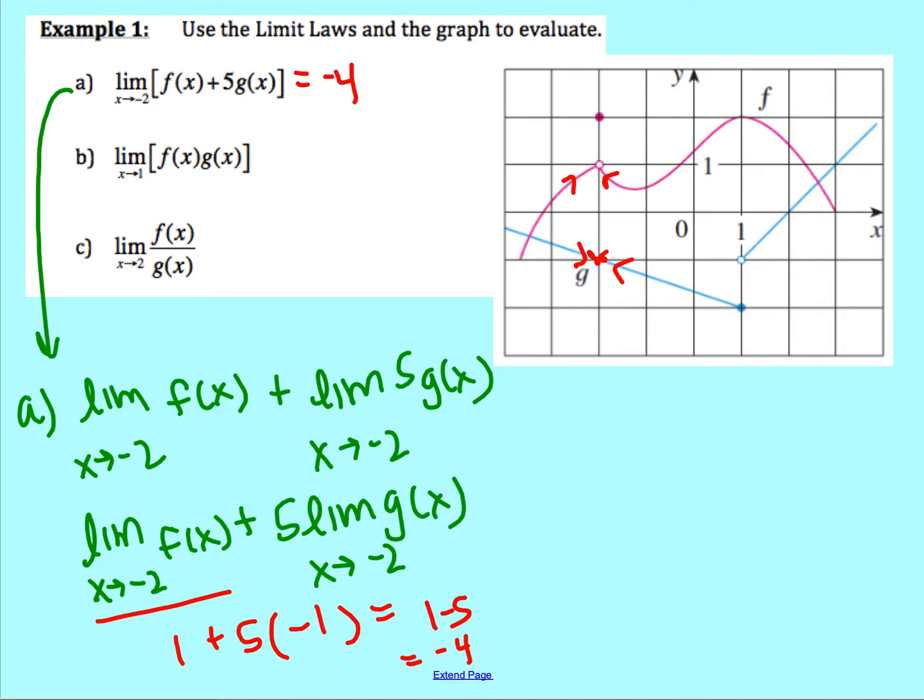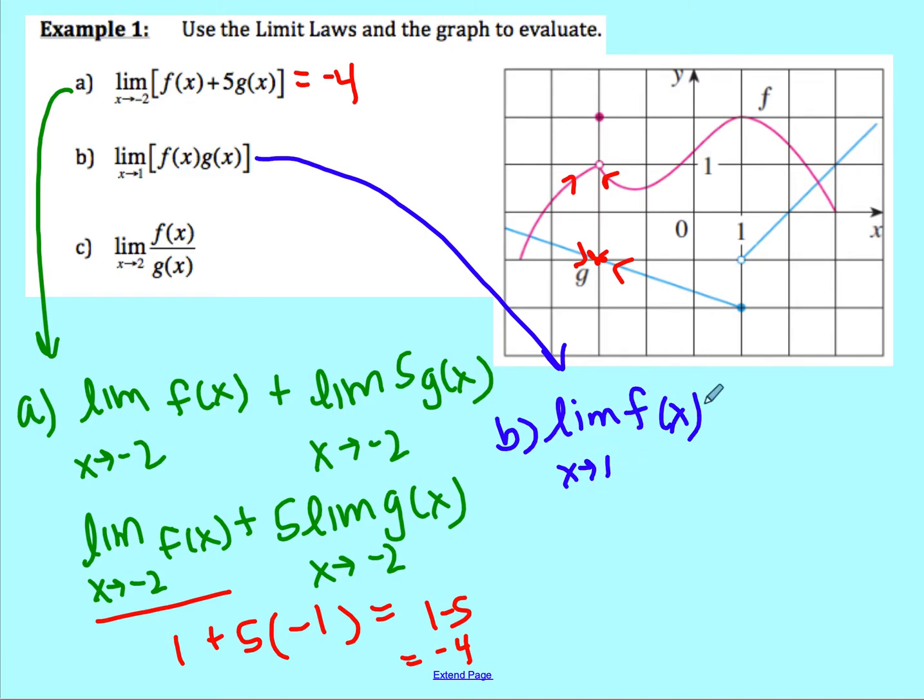So there is A. B, we're going to go ahead and look at, I'm going to pull it down here, the limit as x approaches 1. I can break this one apart. They're being multiplied, so I can find the limit as x approaches 1 of f of x times the limit as x approaches 1 of g of x. Okay, so if I go to my graph, I would look at function f first from the left. Sorry, here's 1. Going up to function f from the left and the right, they are matching up to be the same number, so that's good.